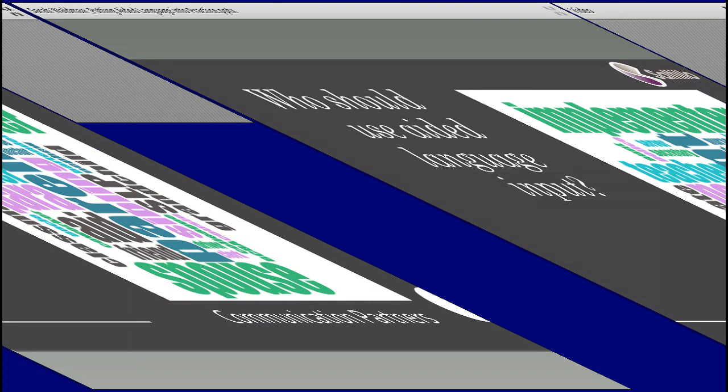So who should be using aided language input? It's really anybody who interacts with the child or with the individual using a device. So this word wall kind of shows some people, but it's definitely not an exhaustive list. It's just an idea to show you how many people might interact with one individual in their life. So, parent, a spouse, a teacher, a sibling, SLP, grandparent, friend, classmate, doctor, bus driver. There's so many people that we could consider as communication partners.